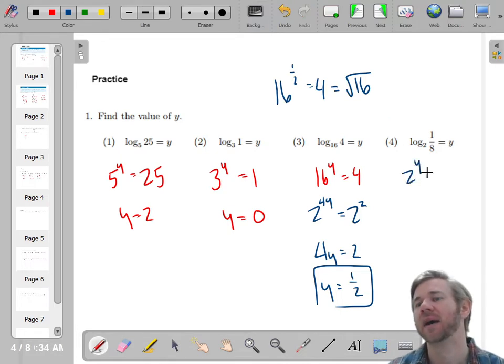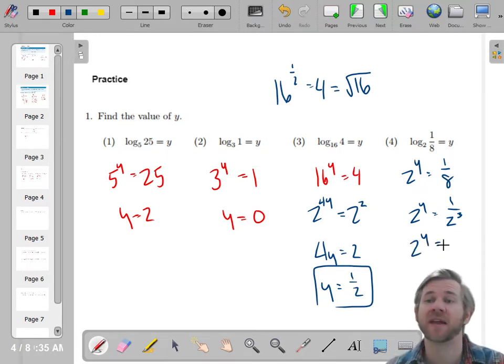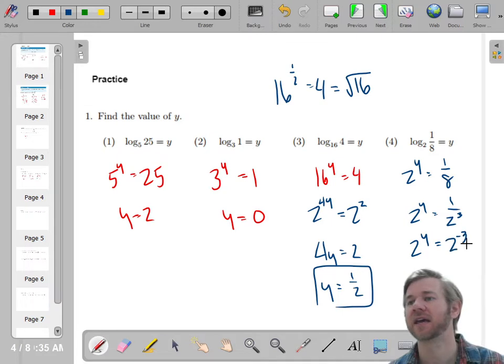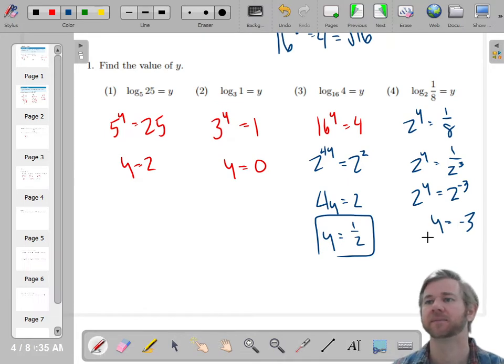2 to the y equals 1 over 8. Well, that's 2 cubed in the denominator. If it's 2 cubed in the denominator, then I can write that as 2 to the negative third in the numerator, which means y equals negative 3. There you go. y equals negative 3.